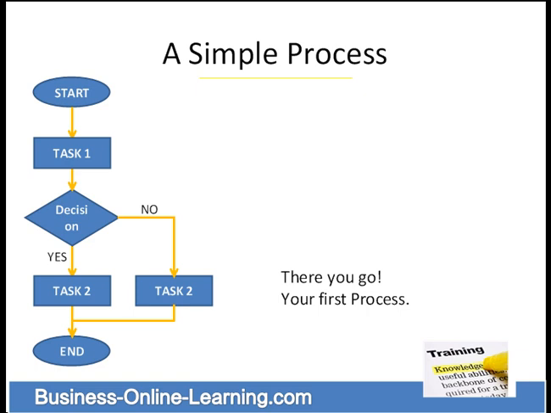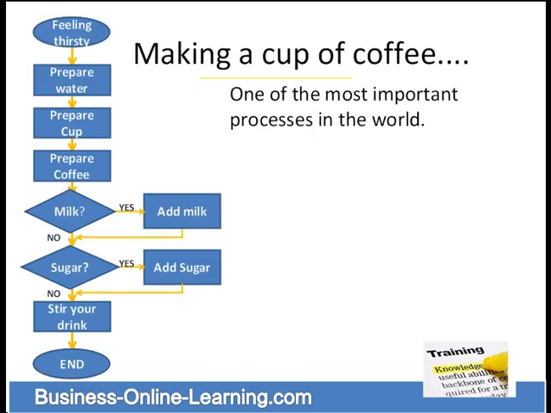And there you have it, by putting the start and the end point, listing the tasks in between them, including any decisions you may make in that process, clearly illustrating the path to be taken if you take a no answer out of the decision, or the steps to be taken if you take a yes answer. This is how your process is mapped. There you go, your first process.